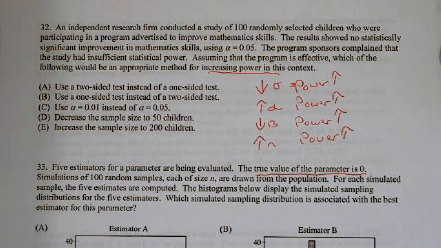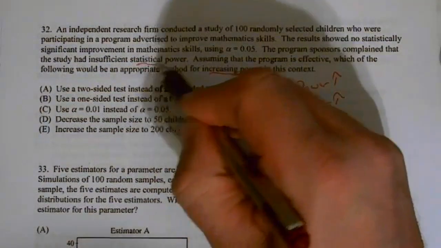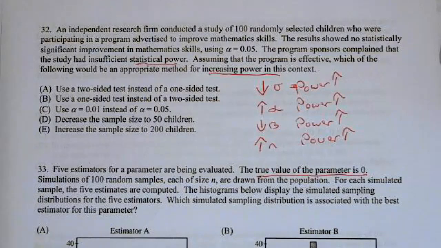So here we go. An independent research firm conducted a study of 100 randomly selected children who were participating in a program advertised to improve mathematics skills. The results showed no statistically significant improvement in math skills using alpha equals 0.05. The program sponsors complained that the study had insufficient power. So we're caring about power. Assuming the program is effective, in other words, it really is effective, which of the following would be an appropriate method for increasing power?